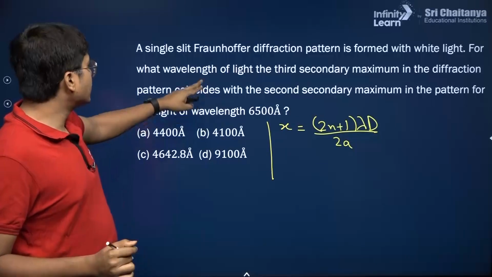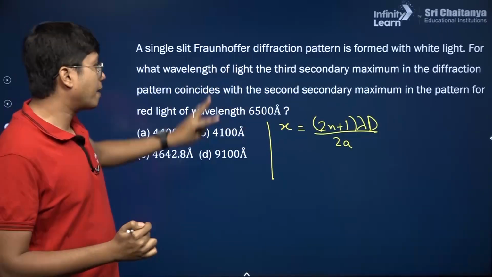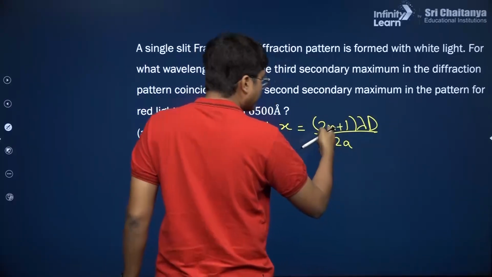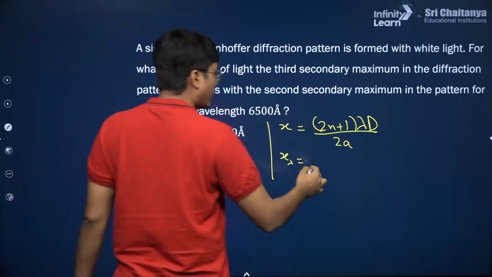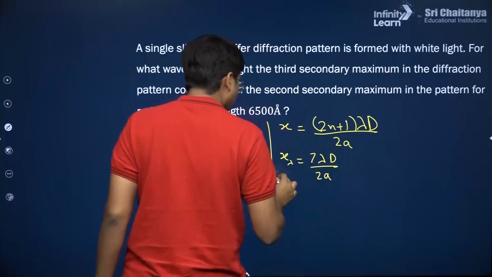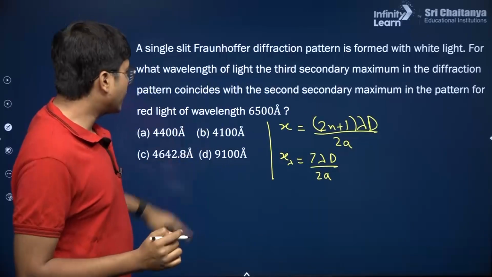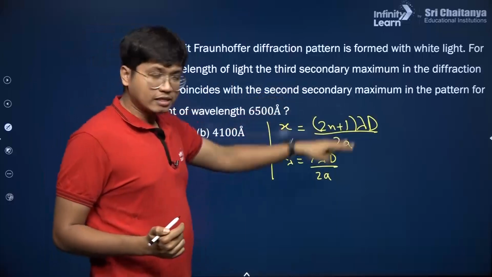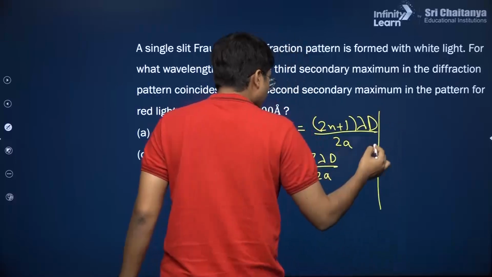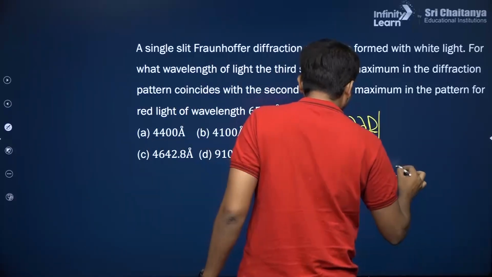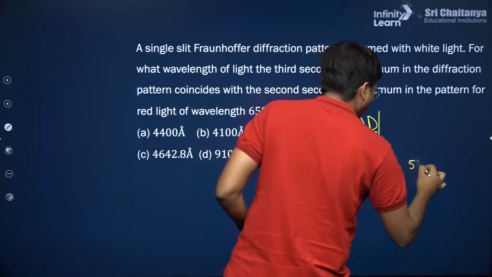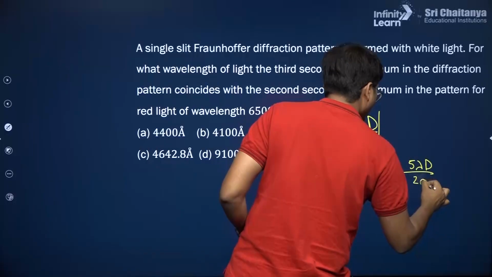Okay, so in the first case, the third secondary maxima of lambda, we have x lambda is equal to, third means 2 into 3, 6 plus 1, 7 lambda capital D divided by 2a. This is the first case. And the second case is with the red light, which is the second secondary maxima. So xr would be equal to 2 into 2 plus 1, so 5 lambda D divided by 2a.